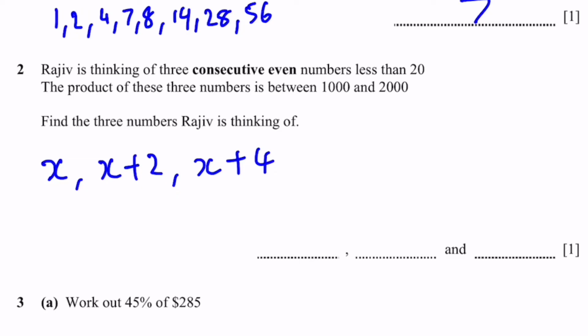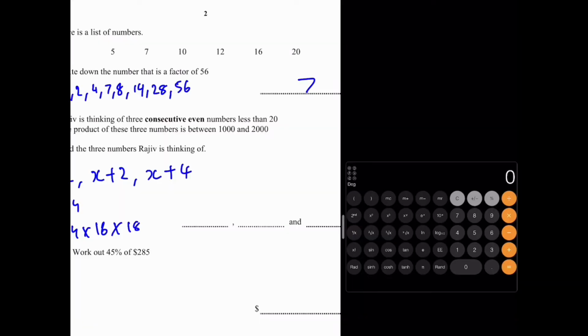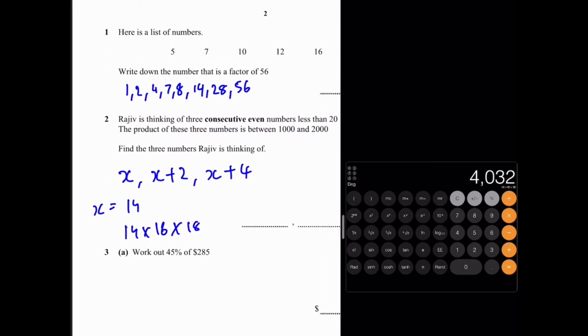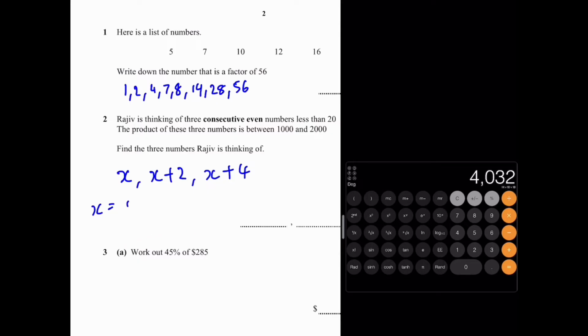So we'll first start off with x equals 14. Then 14 into 16 into 18. Let's use a calculator. 14 multiplied by 16 multiplied by 18 is 4032, which is too big. Now let's take x equals 12. 12 into 14 into 16 is 2688, which is also too big. x equals 10. 10 into 12 into 14 is equal to 1680, which satisfies these conditions. Therefore, the 3 numbers are 10, 12, and 14.